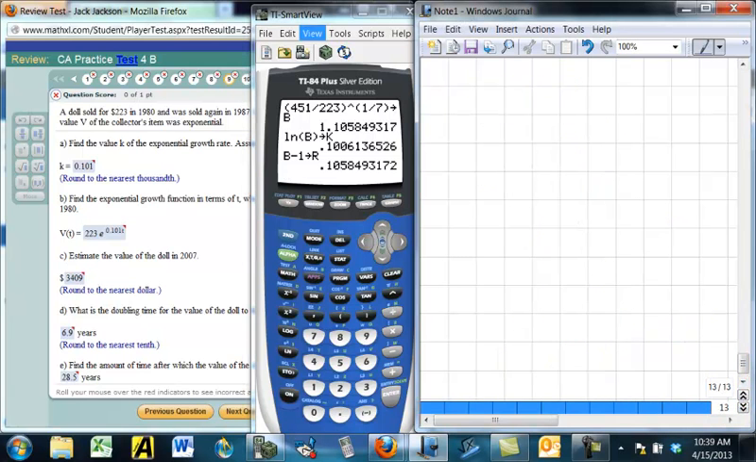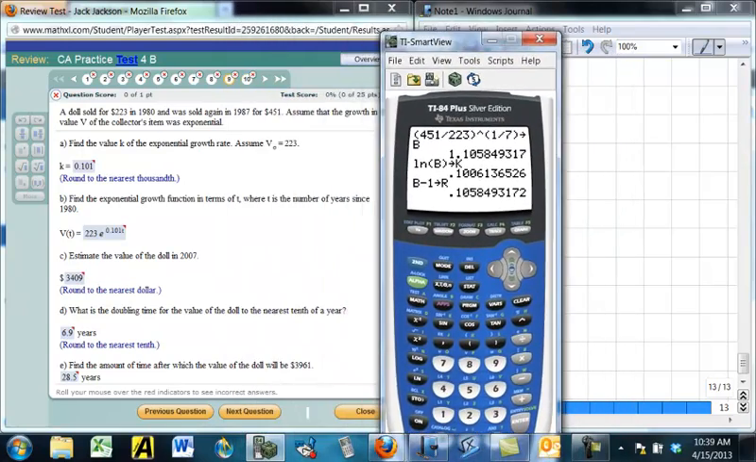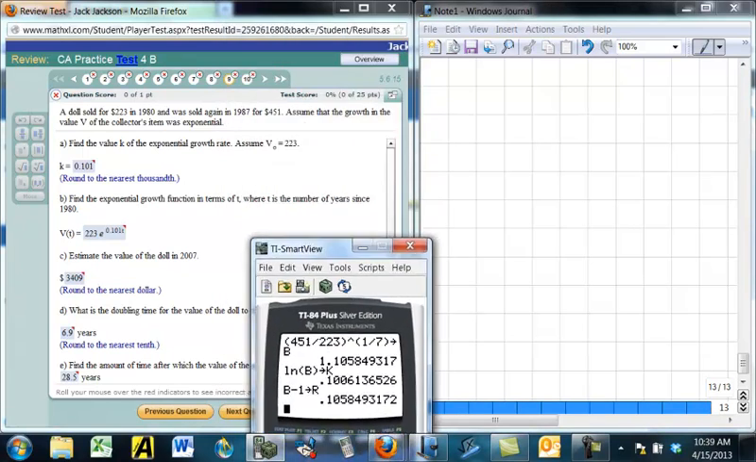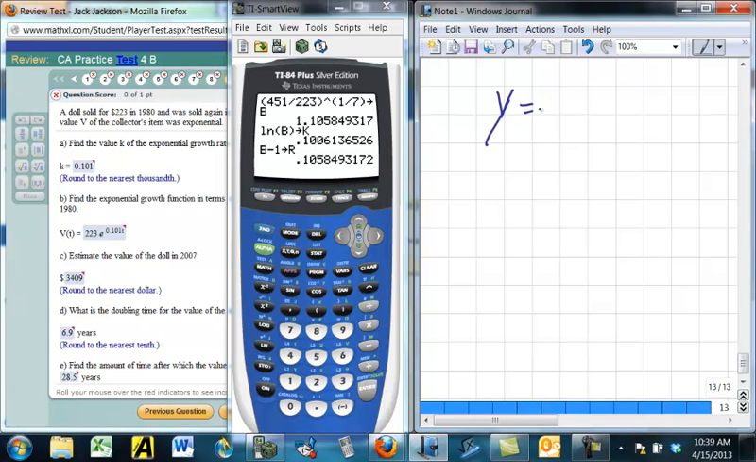Okay, keep going here. So what's the exponential growth function in terms of t, where t is the number of years since 1980? So the 223 is the initial value. So we're going to use this one here, y equals y sub 0 e to the kt, because we know the initial amount is $223. And instead of y, let's call it v for value, t for time, and the k was approximately 1.01 to the t.